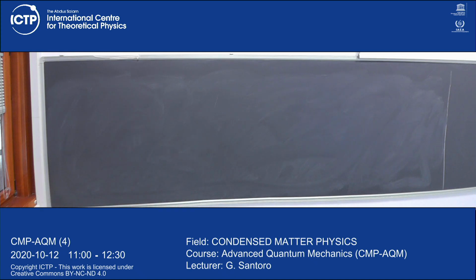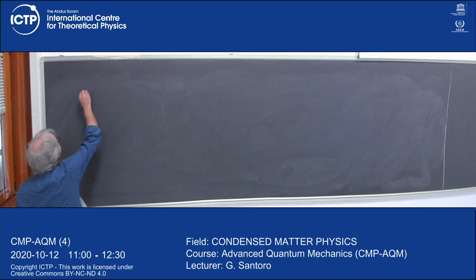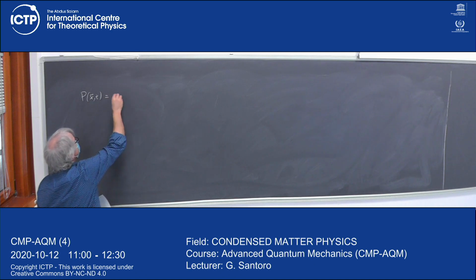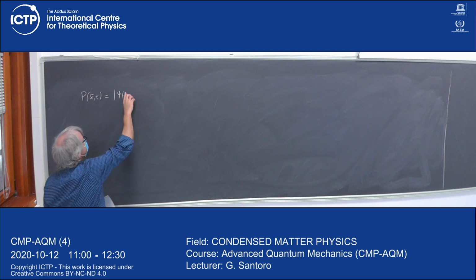Discussion about some of the formal tools that we will need. So last time we proved that P of x and t, which is the probability density of finding, say, the particle at position x at time t, is nicely described by something like this.